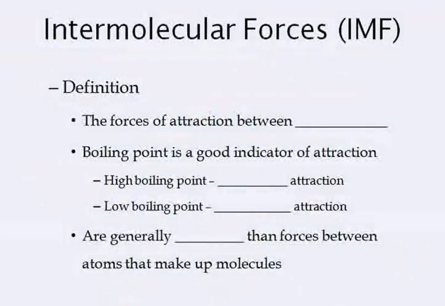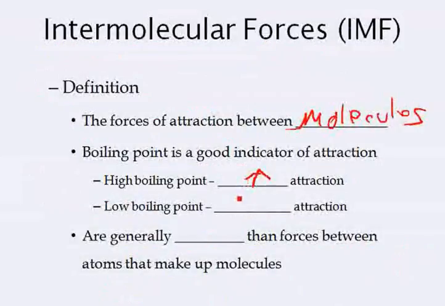So let's define some things first. So intermolecular force is the force of attraction between molecules. Okay. Boiling point is a good indication of how strong those attractions are. High boiling point means high attraction. Low boiling point means low attraction, and we'll talk about why that is in a minute.